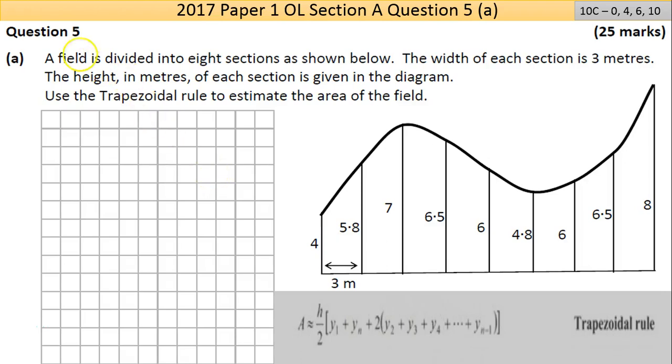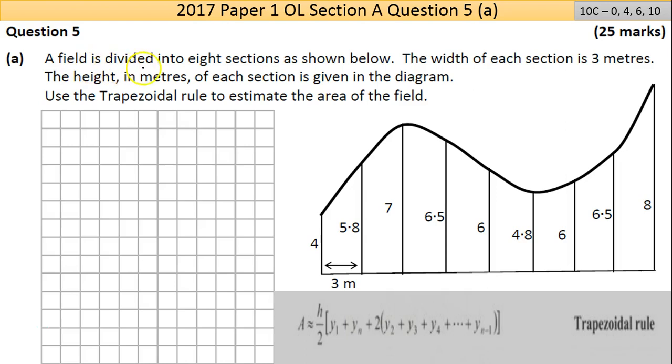Okay, and welcome to question 5 of the 2017 paper 1, and we're looking here at a trapezoidal rule question. You've got to find the area under a curved shape, and they give the diagram. So it's a kind of bog standard question. So let's read through it.